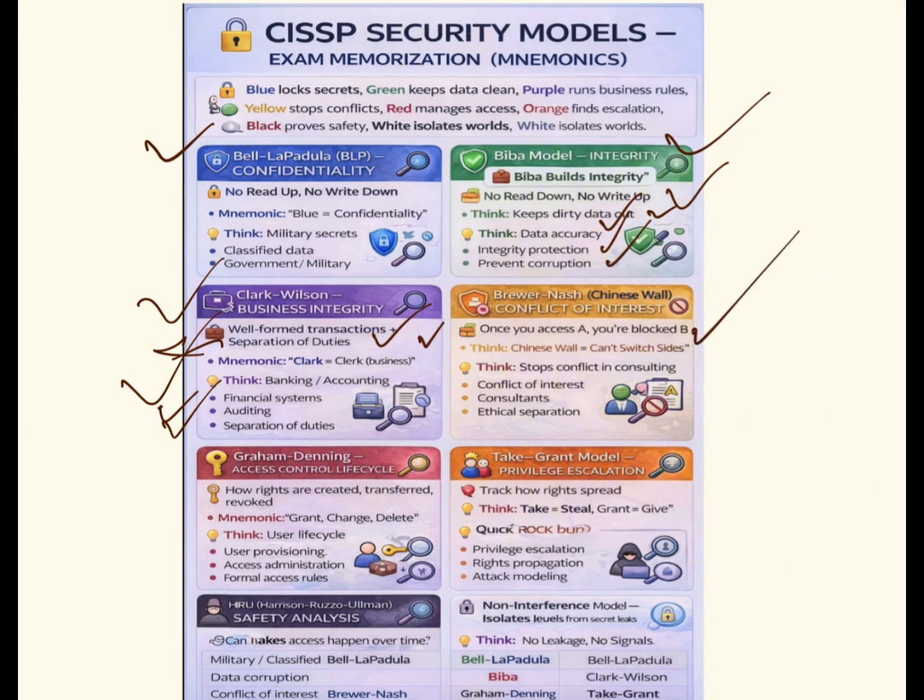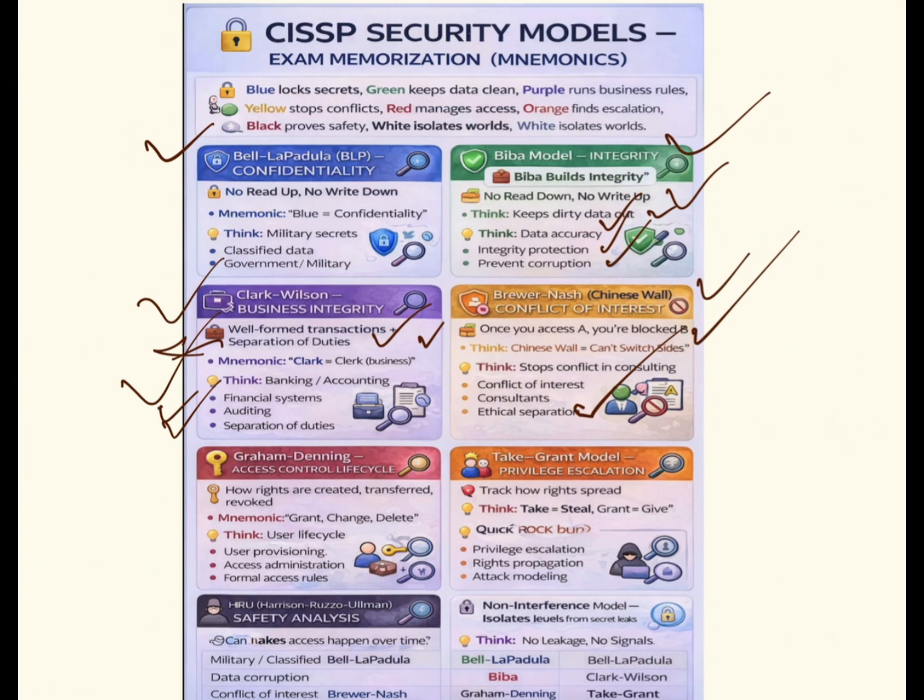Chinese Wall, also known as the Brewer-Nash model. These terms could be used interchangeably. It talks about conflict of interest. So if you are responsible for company A, and company A competes with company B, in that case you are not supposed to have access to company B's data, because they are competitors. So it talks about conflict of interest.